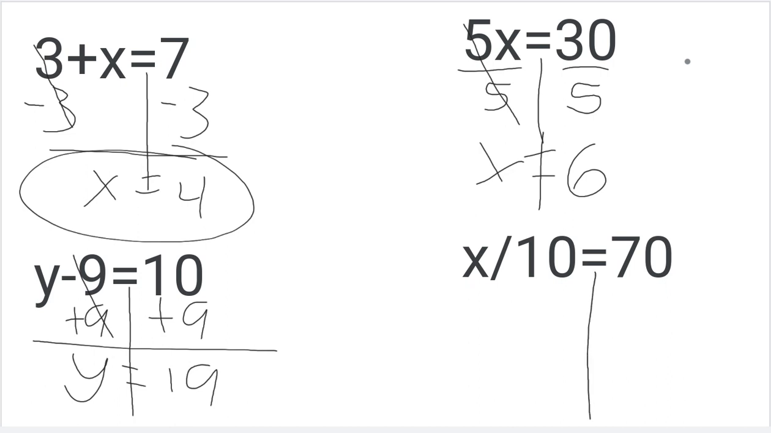So again, line down the equal sign. It says divide by 10. So the opposite would be to multiply by 10. What I do to one side, I have to do to the other. That cancels. X is equal to 70 times 10, or 700.